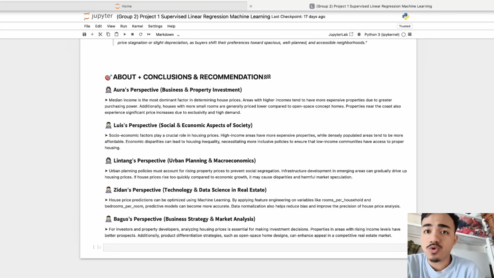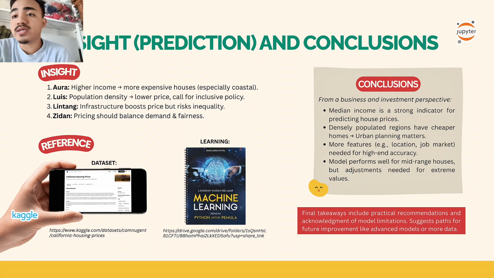And finally, the conclusion: higher median incomes drive property values. Infrastructure is the key for growth, and data science enhances market predictions, benefiting investors. Inclusive housing policies and urban planning are essential to prevent social inequality in housing assets.